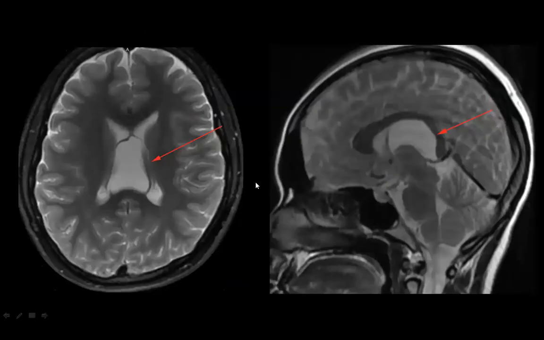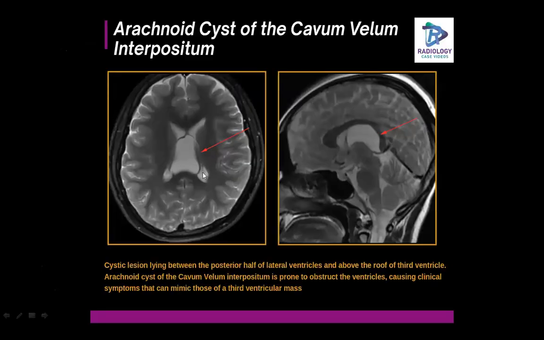This patient presented with a headache, recurrent in nature, and MRI shows a cystic lesion, a cyst of the cavum velum interpositum. This is important to recognize because it sometimes mimics a third ventricular mass, and the mass effect can obstruct the ventricles and cause hydrocephalus, which in turn causes headache. So it is important to recognize this entity. It is called cyst of the cavum velum interpositum.